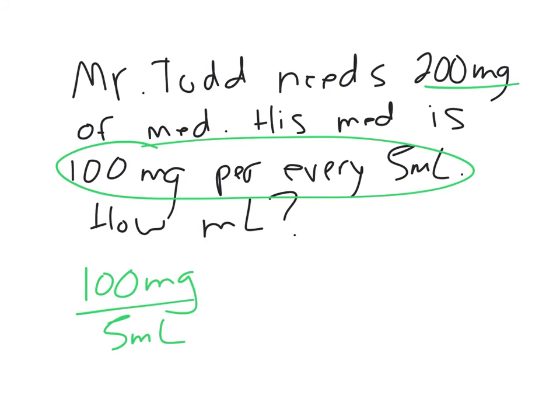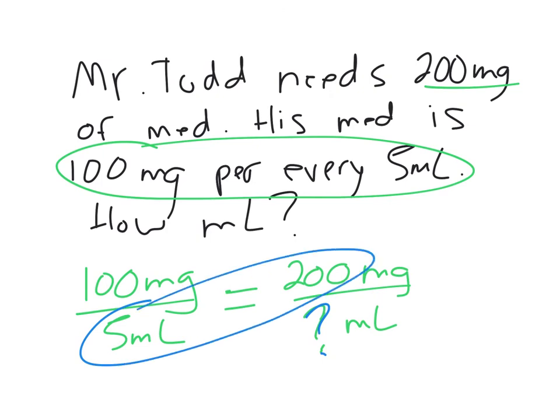Okay, well we know that that medicine is 100 milligrams per every 5 milliliters. Mr. Todd needs 200 milligrams. How many? I use a question mark, but X is also fine there. How many milliliters would that be? So since my X is that same thing as that question mark there, I'm going to cross multiply 200 times 5, which is 1,000. Right? And then 1,000 divided by 100 gives us 10. So that would be 10 milliliters is what Mr. Todd needs to take.